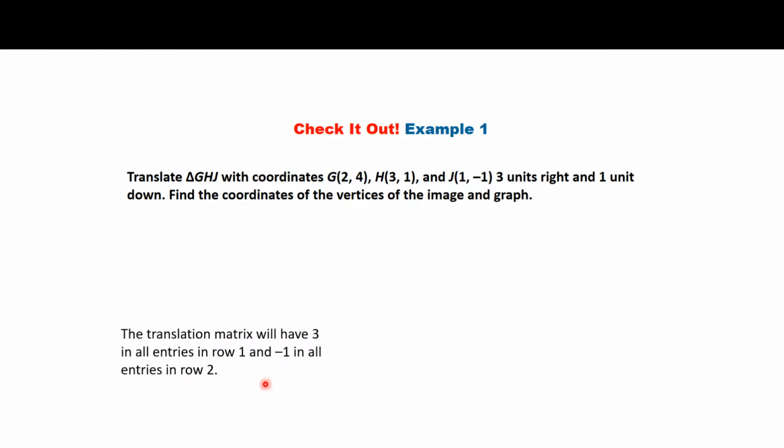The translation matrix will have 3 in all the entries in row 1 because we're going to be adding that to our x's, since that does left and right. And then negative 1 is what does our y's, so we're going to have that in the y section. So here's all of our x coordinates. We're going to add 3 to all of them, and to our y's we're going to subtract 1.